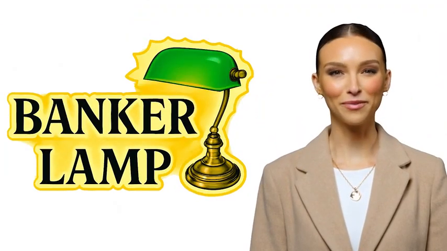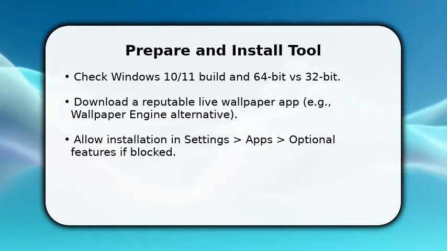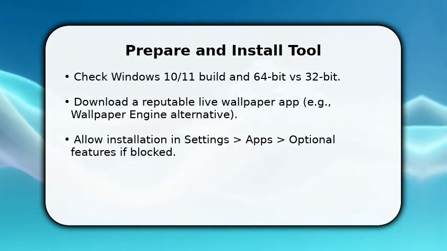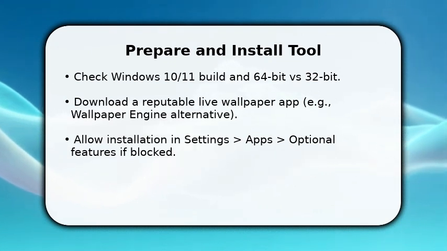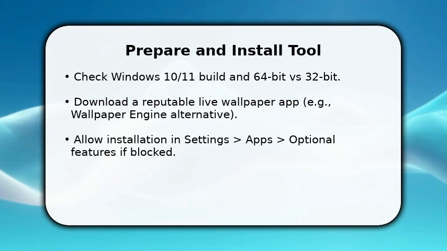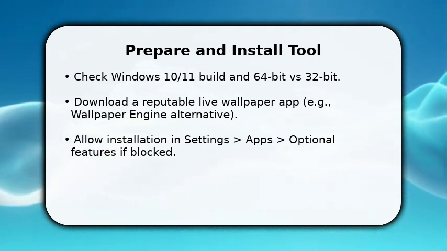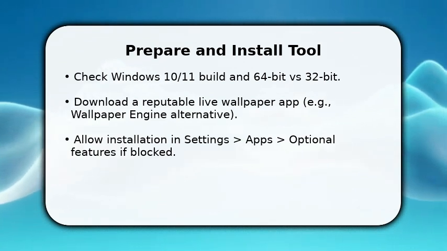Please enjoy the video. You start by confirming your Windows build and whether you're on 64-bit. Some live wallpaper tools require it. Download and run the installer for a trusted live wallpaper app, then choose a standard install path. When prompted, accept permissions and enable any optional graphics or media codecs. This ensures smooth playback. Once done, restart the app and sign in or create a local profile if required so the app can manage wallpapers across displays.